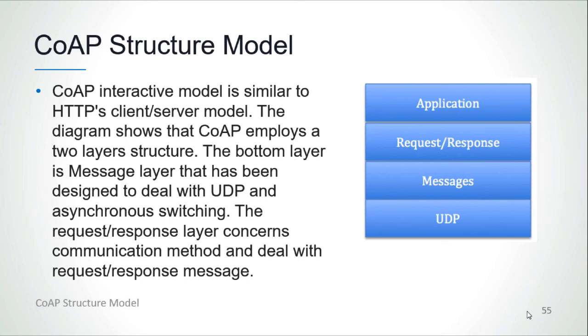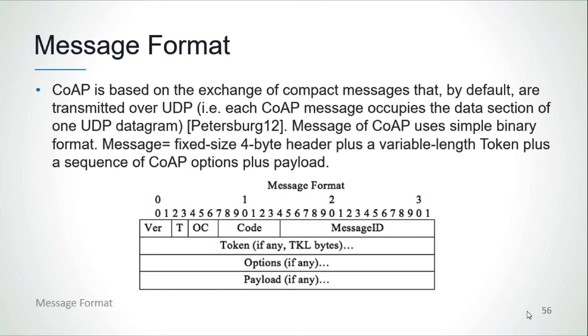The CoAP structure model. The CoAP interactive model is similar to the HTTP client-server model. The diagram shows that CoAP employs a two-layer structure. The bottom layer is a message layer that has been designed to deal with UDP and asynchronous switching. The request-response layer concerns the communication method and deals with the request-response messages. So as you can see, it's based on UDP, the message layer and the request-response layer, and whatever application you want, you can put on top of that.